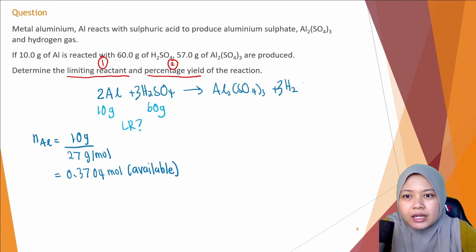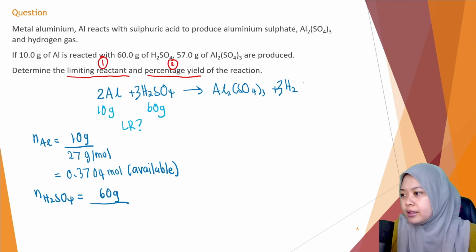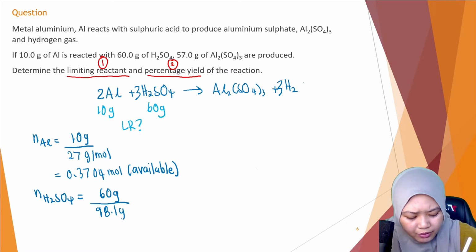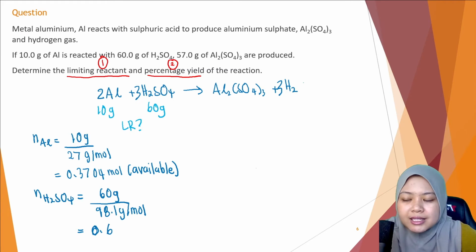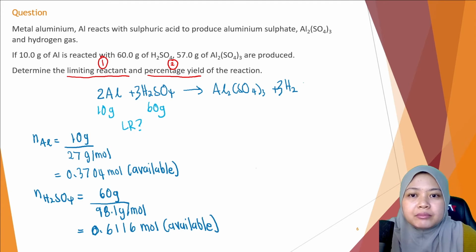Kemudian calculate the mole for 60 gram of sulfuric acid pula. 60 gram divided by 98.1 gram per mole. Then you will get 0.6116 mole. This is, we call it as available mole. Mole yang available dalam soalan.